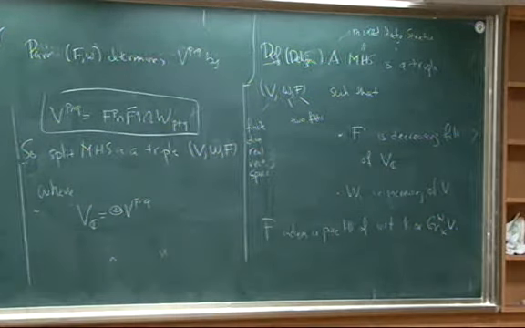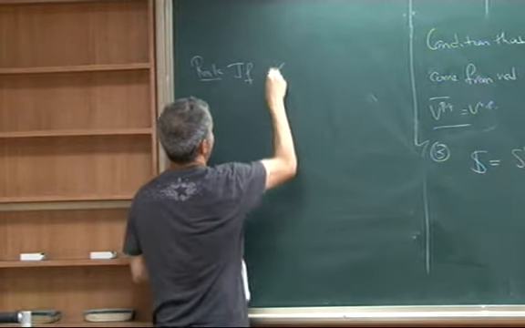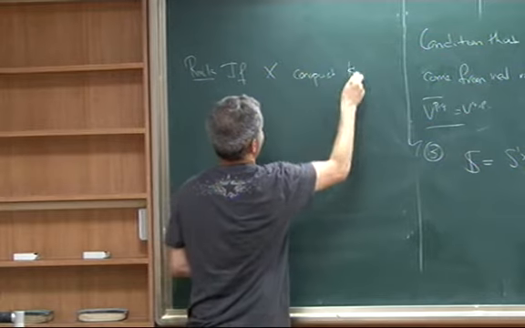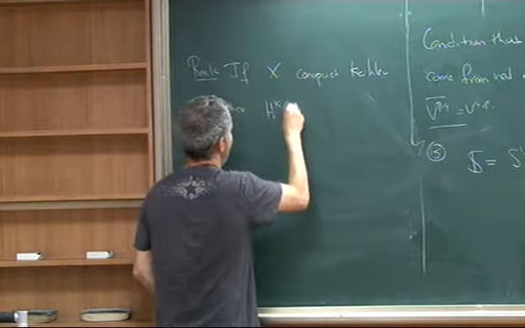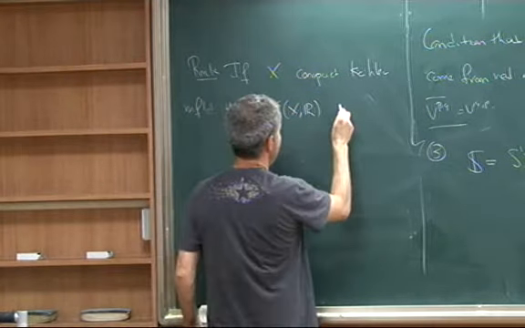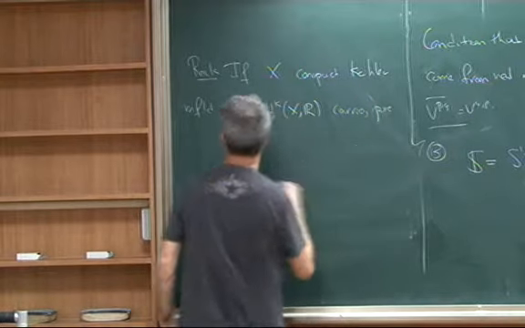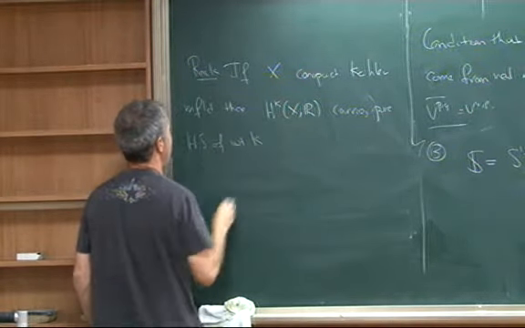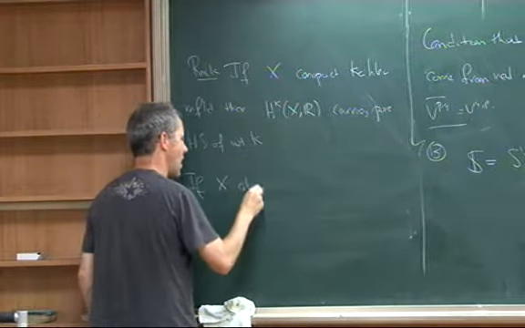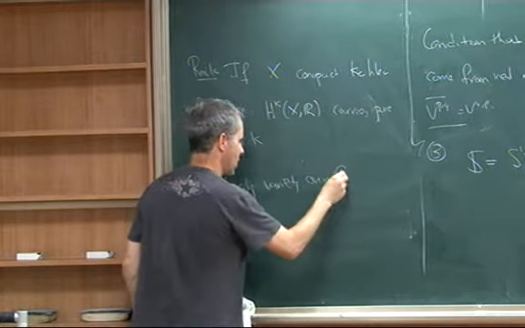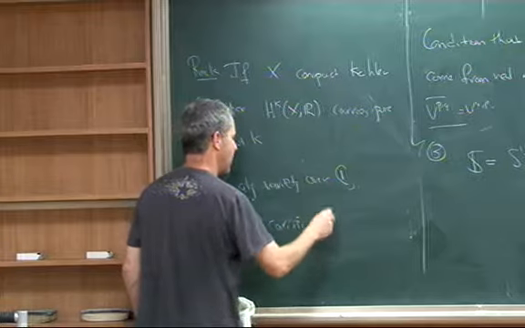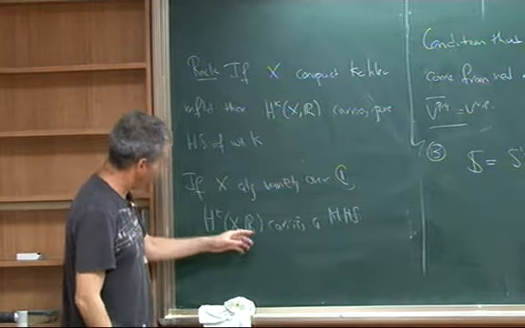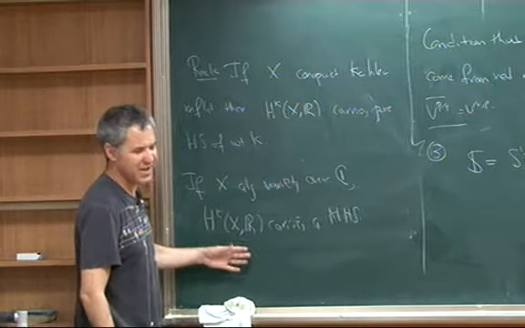So that's the definition. The way all these things were motivated is that if X is a compact Kähler manifold, then HK of X, R carries a pure Hodge structure of weight K. And then if X is any algebraic variety over C, HK of X, R carries a mixed Hodge structure. You don't need R, you can put Z here, but I only care about R for this talk.